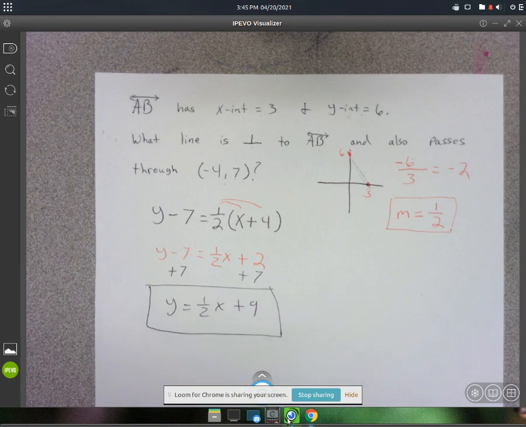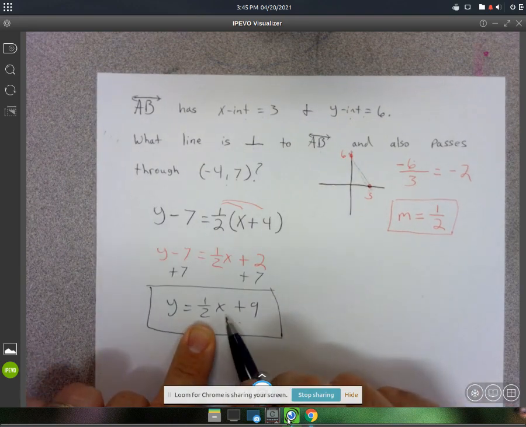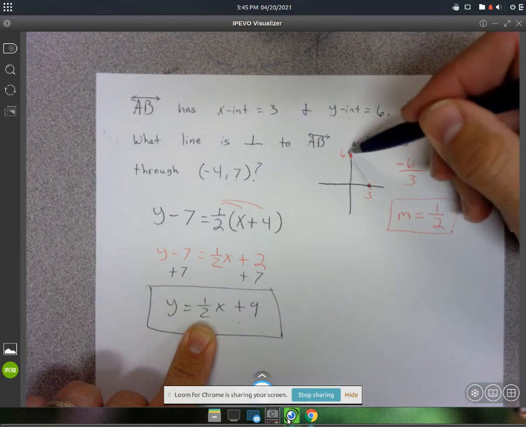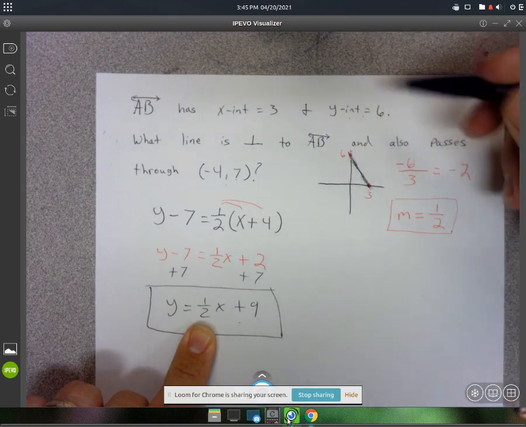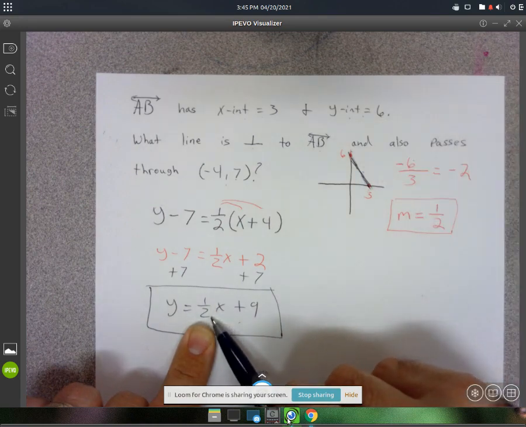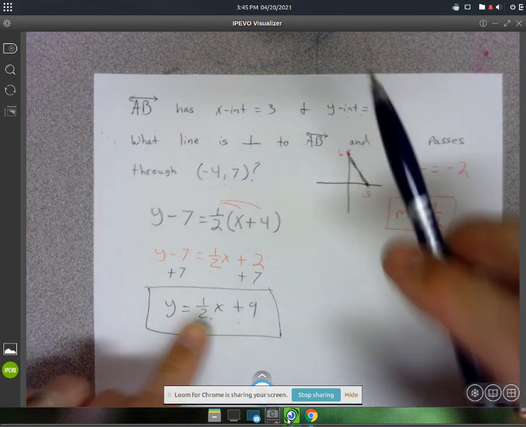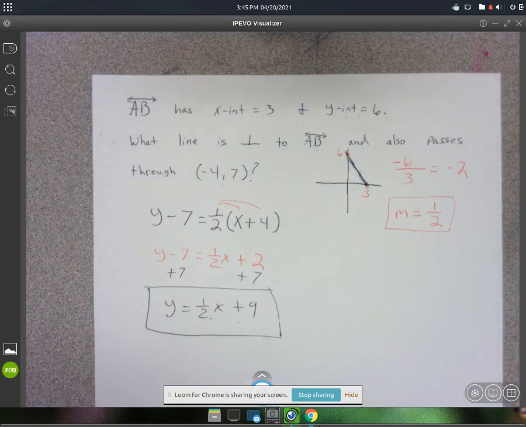All right, so this line here, if I graphed it, it's going to be perpendicular to this one. So instead of going down 2 and over 1, it's going to be going up 1 and over 2. And it also is going to pass through this negative 4, 7. All righty.